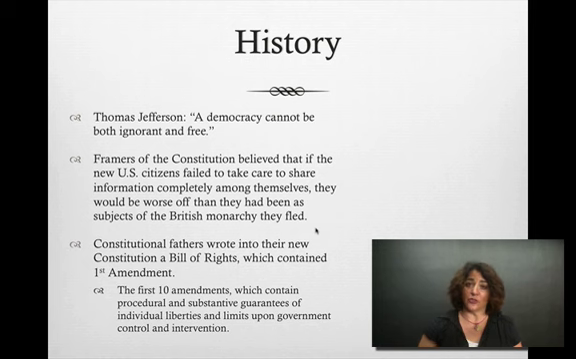So the founders of the Constitution, our founding fathers, wrote into it a Bill of Rights. There were 10 of them to begin with. The first one, the First Amendment, is what we're going to talk about the most. But these first 10 contain the substantive guarantees that we had of the liberties that this country was founded upon.